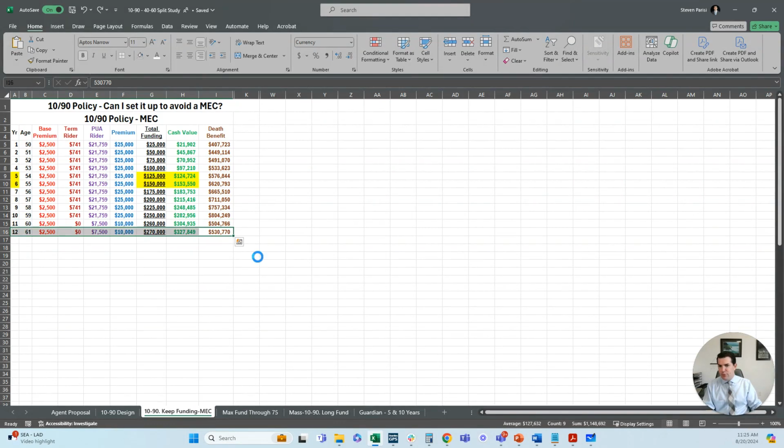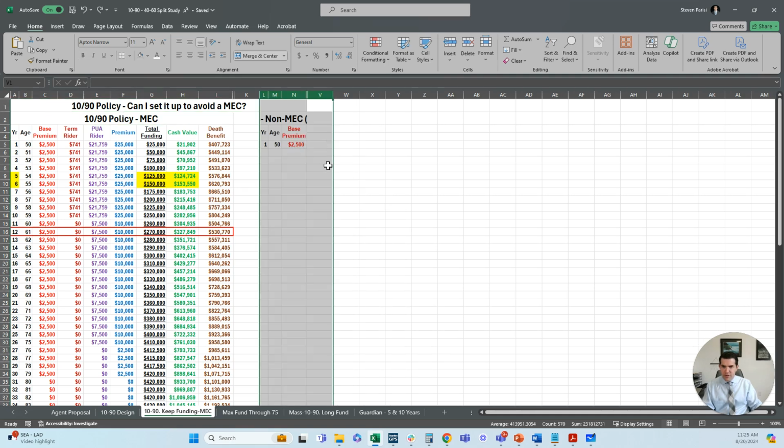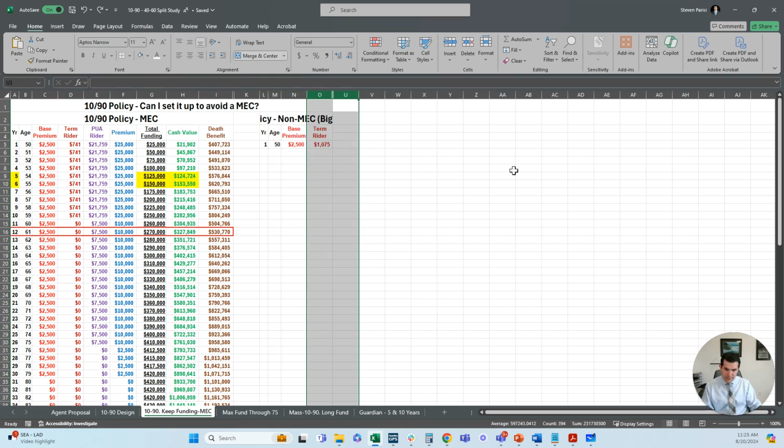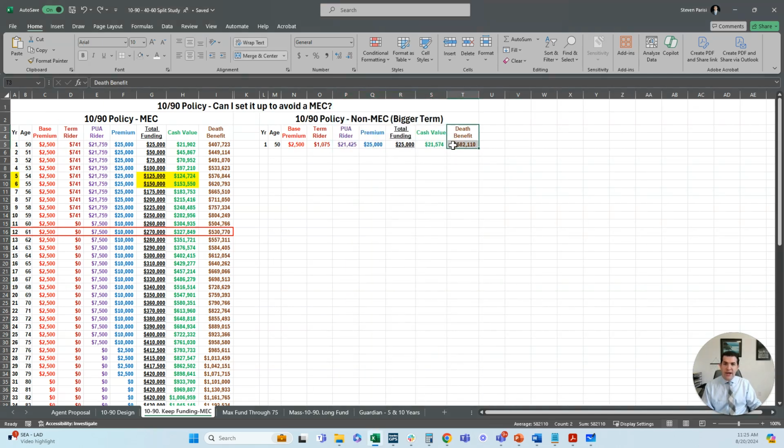So here's the MEC example we just looked at. There's the initial death benefit. This is our 1090 policy. But then here's the illustration we just looked at. I'm going to walk through just the important items. What's the big difference right here? The term insurance rider. What does that do for you? Gives you a higher initial death benefit. What does that have to do with anything? The death benefit has a direct relationship to the MEC limit with a life insurance policy.